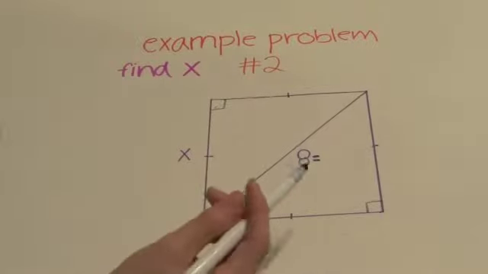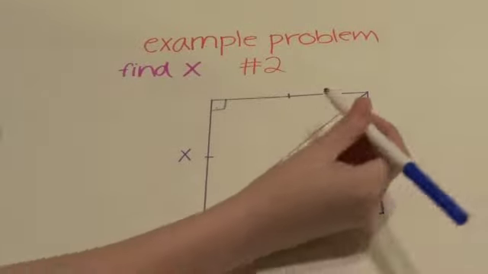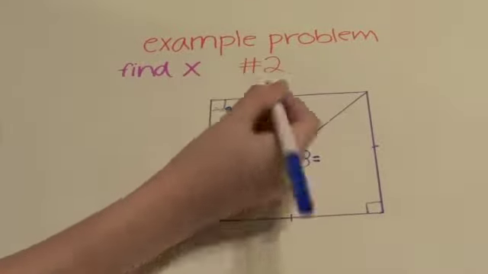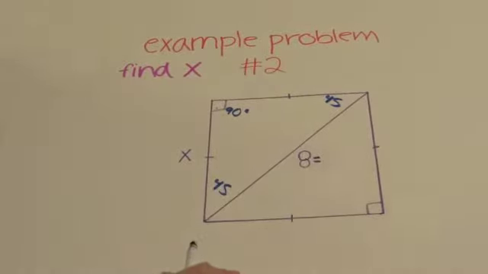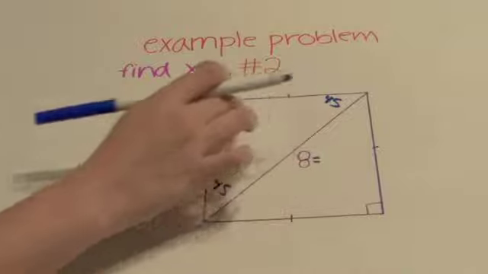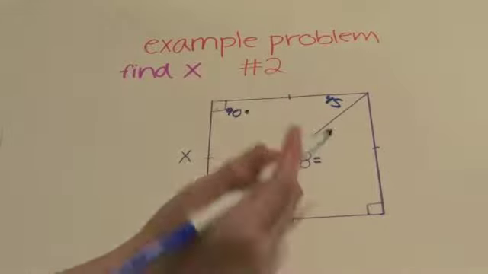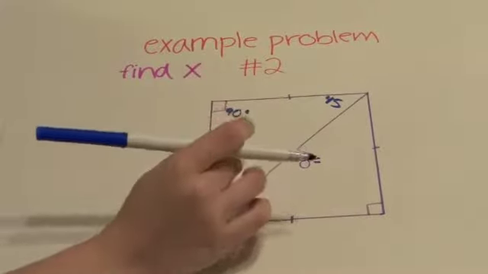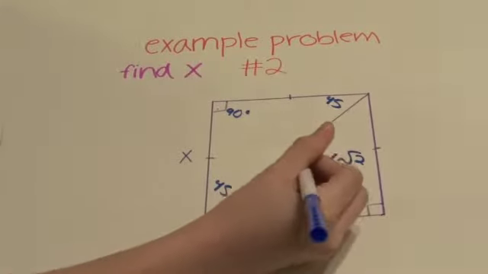This is example problem number 2, and we are going to find x. As you can see, this is a square, so we are going to divide it in half, and it is a right triangle. This is 90 degrees, this is 45, and this is 45. As you heard earlier, across from 45 is 1, across from 45 is 1, and across from 90 is root 2. But here's another way you can find x. Across from 45 is just x, and then across from 90 is x root 2. So the hypotenuse 8 equals x root 2.